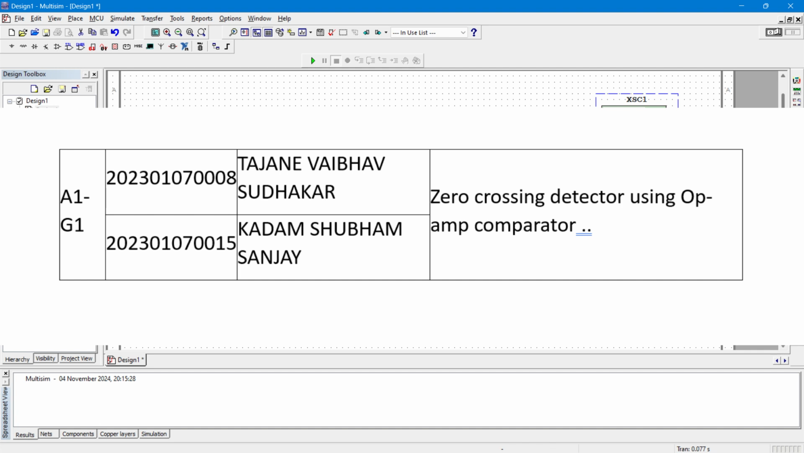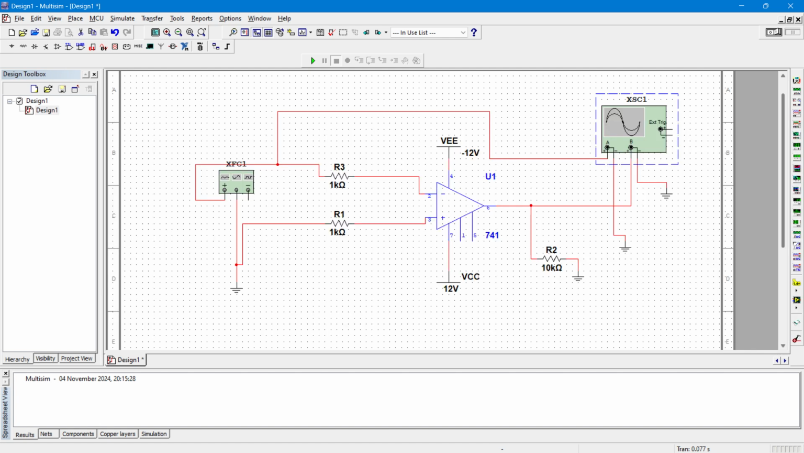We are assigned to design and implement a zero crossing detector using an op-amp comparator. So let's see what a zero crossing detector is. A zero crossing detector is a specific type of comparator circuit that identifies the point where an input signal crosses the zero voltage level. These detectors are widely used in applications like signal processing, phase lock loops, frequency counters, and control systems.